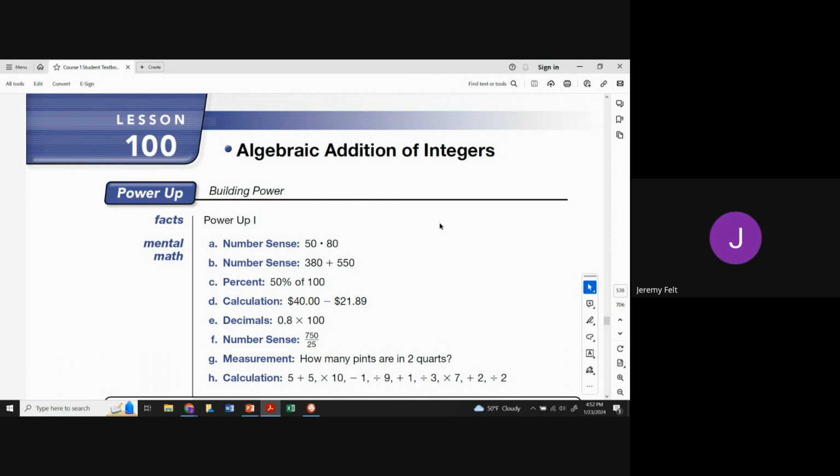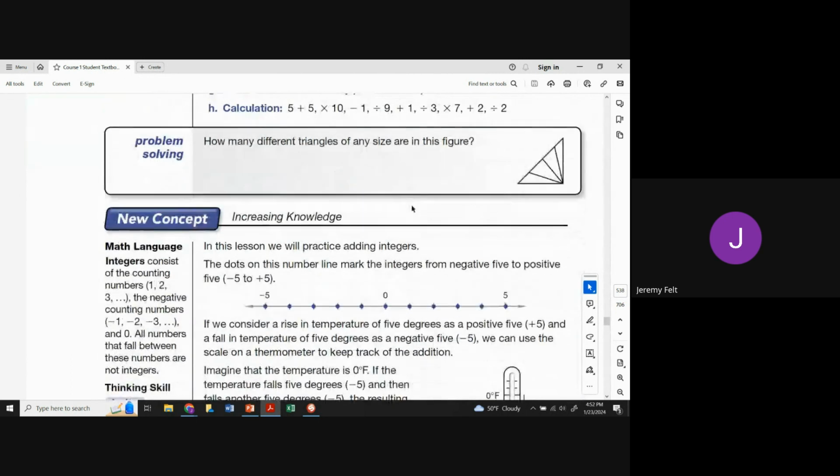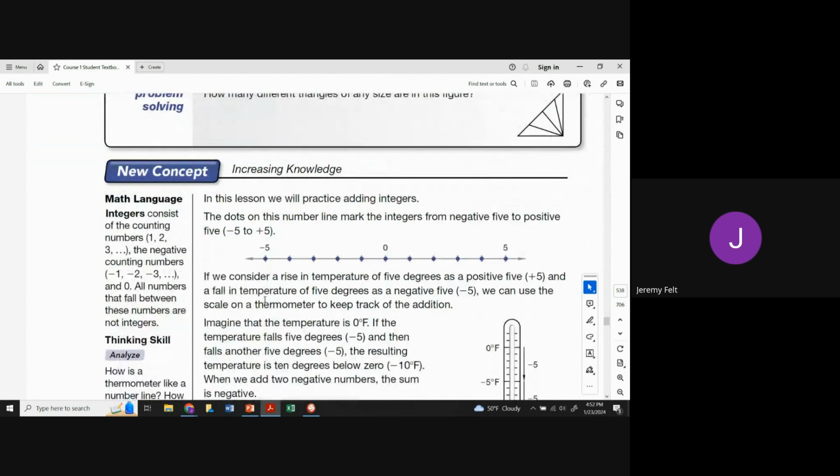So algebraic addition of integers. Again, we've worked with positive numbers and negative numbers, but we're very comfortable with adding, subtracting, multiplying, and dividing all of that with positive numbers. But there are also negative numbers out there that we work with. So negative integers, again, an integer, 0, 1, 2, 3, 4, 5, continuing on, and their opposites. So -1, -2, -3, -4, -5.